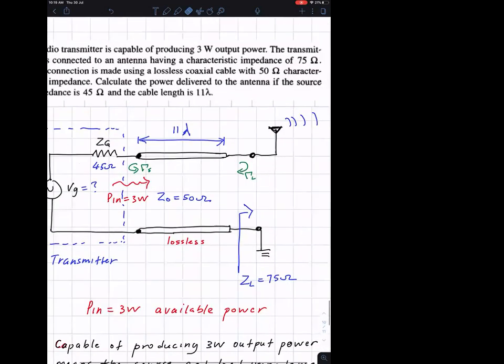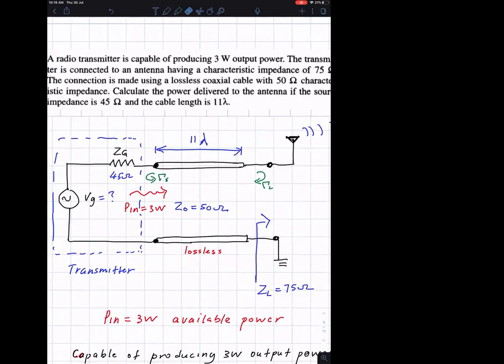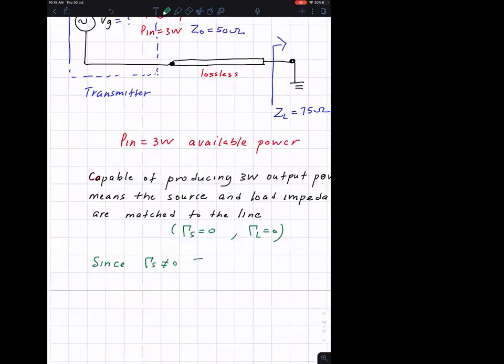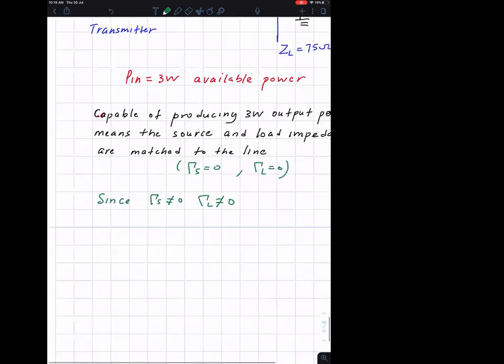In actual fact, they are not 0, because the source impedance is not matched to the line impedance. And here again, the line impedance is not matched to the load impedance. It's not equal to 0. Also not equal to 0. So you cannot simply use this formula to solve it.